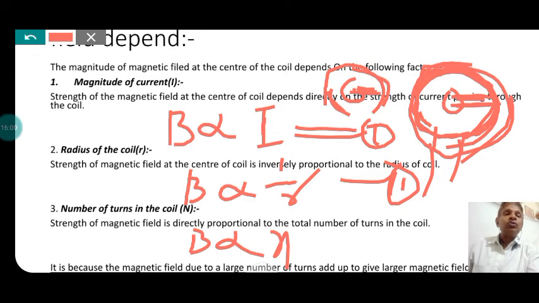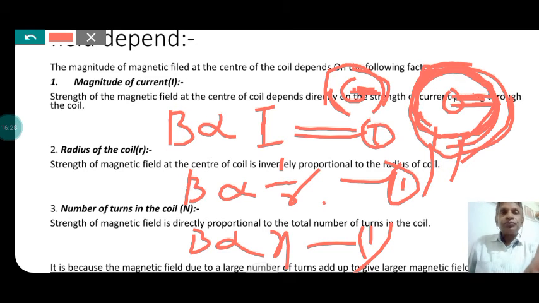So the three equations may be combined and we write B is proportional to I into N into 1 by R. R is inversely proportional, I is directly proportional, N is directly proportional. So we can mathematically express the magnetic field produced by a current carrying circular coil or circular loop.